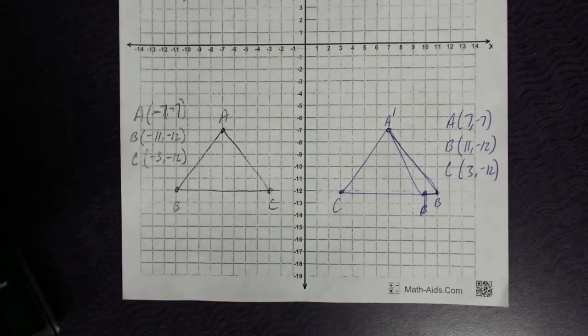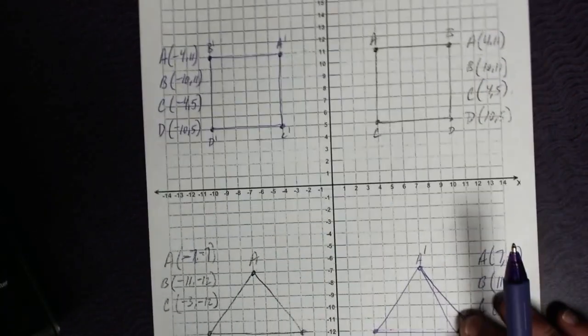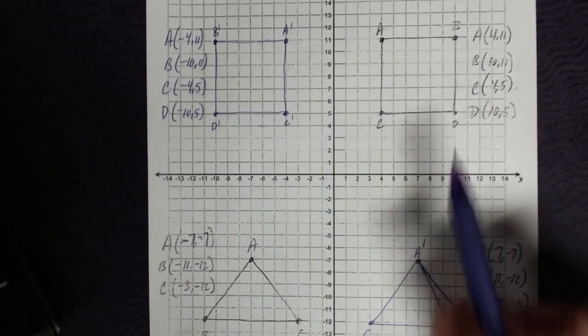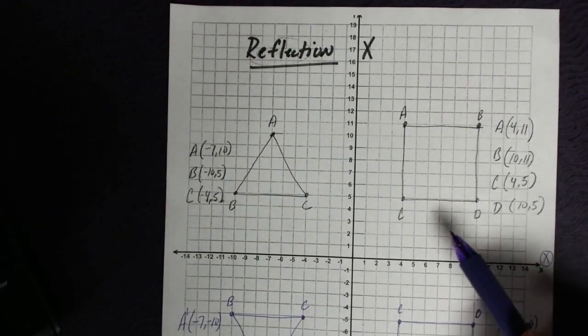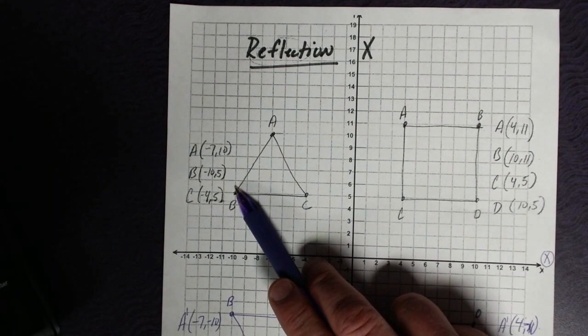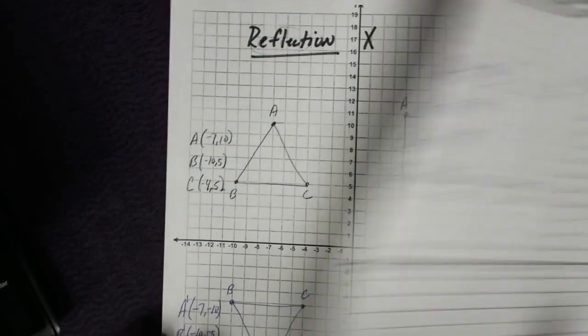So when you reflect over the y for both of these shapes, the x value becomes the opposite. On the first part, we reflected over the x. When we do that, folding it this way, your y values are going to change to the opposite. So that's your reflection review from the notes on page 78.